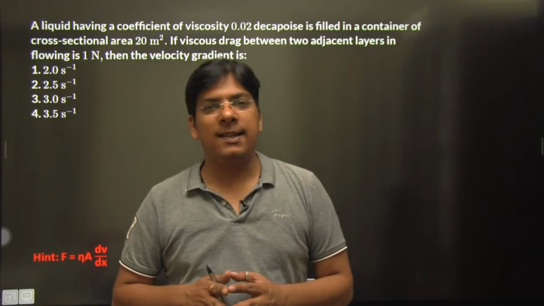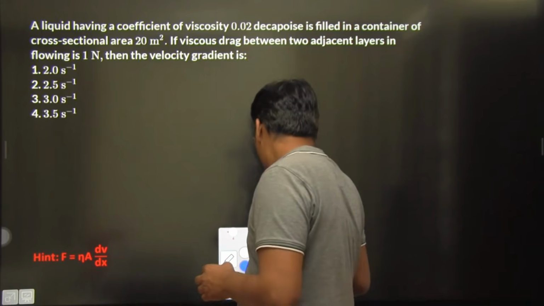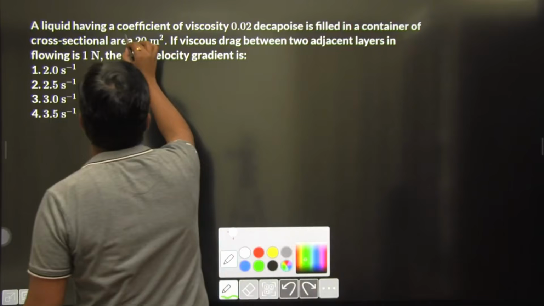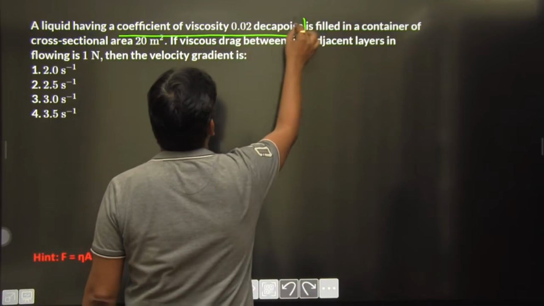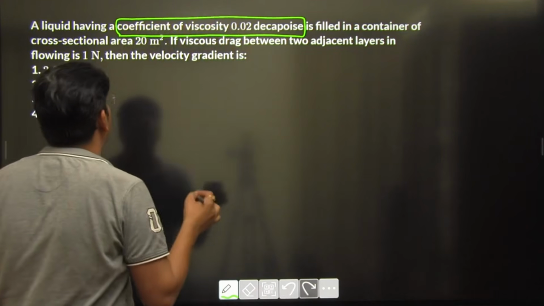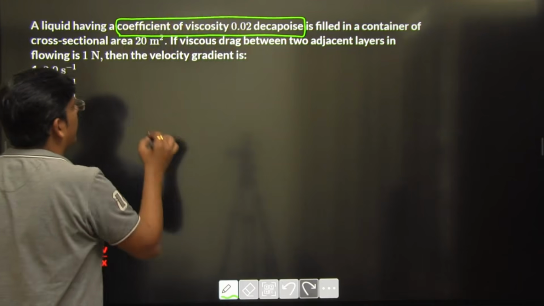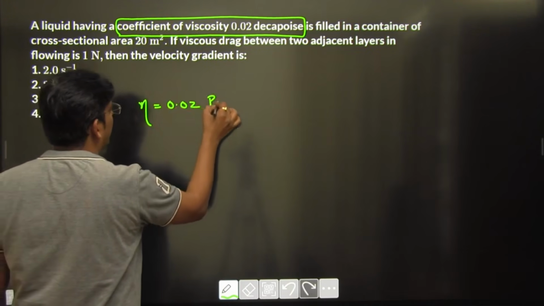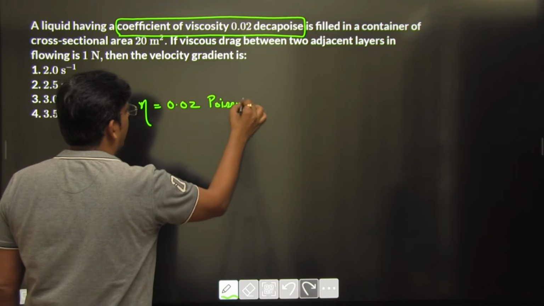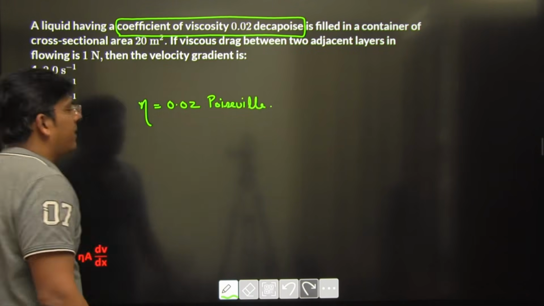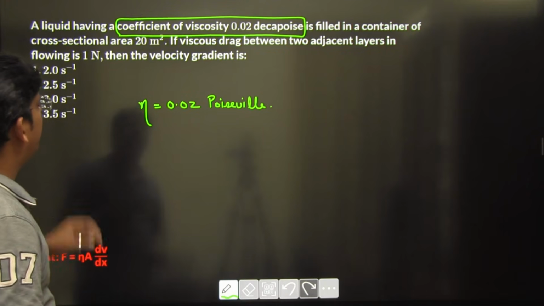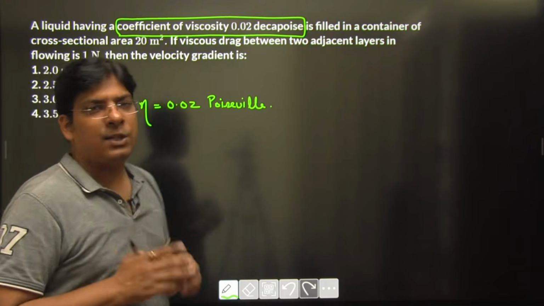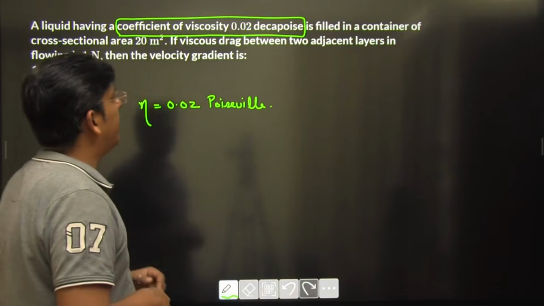Dear students, let us discuss this question now. A liquid having coefficient of viscosity 0.02 decapoise. Dear students, decapoise or poiseuille is the SI unit. So the value of coefficient of viscosity is 0.02 poiseuille. Eta is 0.02 poiseuille. 1 decapoise is actually 1 poiseuille, and poiseuille is the SI unit.